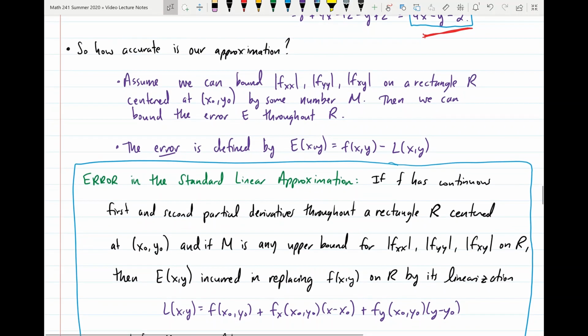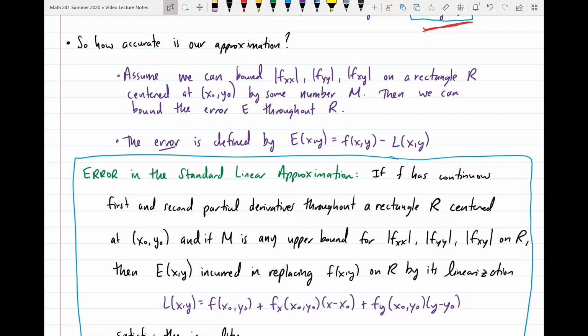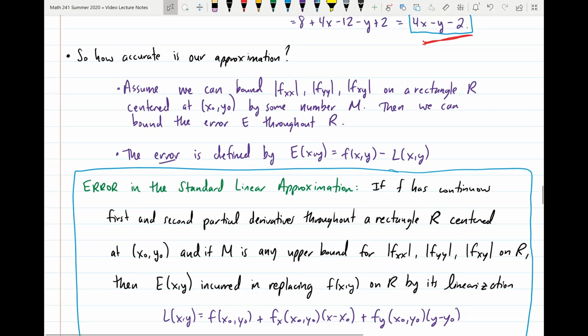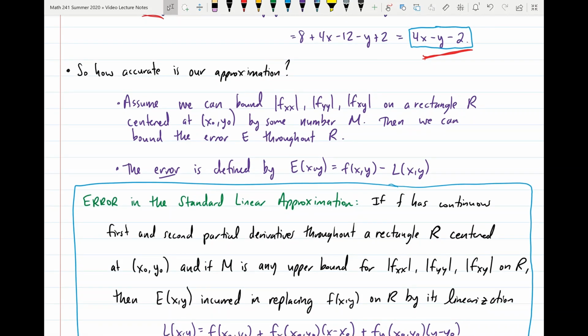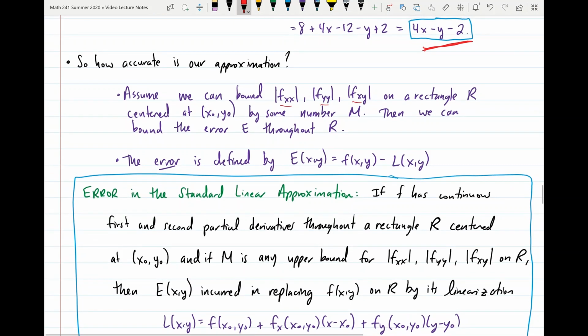So we have some function f of x, y, and just assume that we can bound all of the second order partial derivatives of f of x, y. So we can bound f sub xx, f sub yy, and f sub xy on some rectangle R centered at (x0, y0). What do I mean by that? I mean that the point (x0, y0) is in the plane somewhere. Let's say that the point is right here.